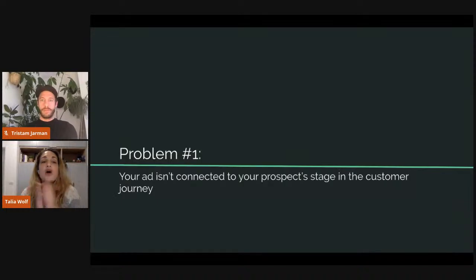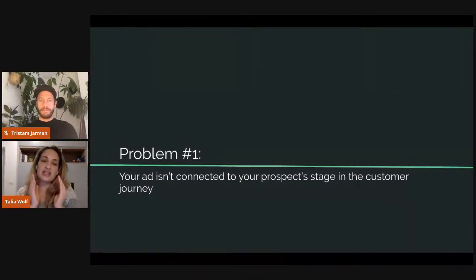Okay, problem number one. Your ad isn't connected to your prospect's stage in the customer journey. This is top of the funnel stuff, and this is about the ads. People go through several stages within the customer journey before converting. And most times I've seen that the ads in a funnel aren't connected to the right stage. This is a big problem that people keep seeing.